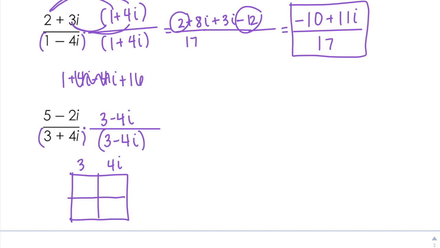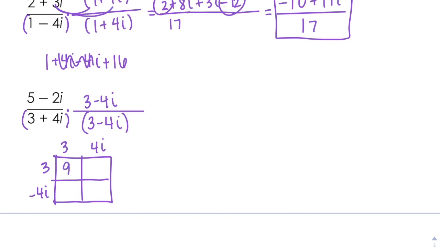3 and 4i, 3 and negative 4i. Remember, to get inside the box, you multiply. So 3 times 3 is 9. That becomes 12i. 3 times negative 4i becomes negative 12i. And negative 4i times 4i is negative 16i squared. Well, negative 16 just changes to positive 16 because i squared is just negative 1. That cancels, and 9 plus 16 is just 25.